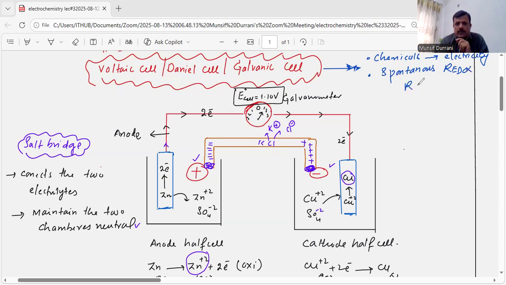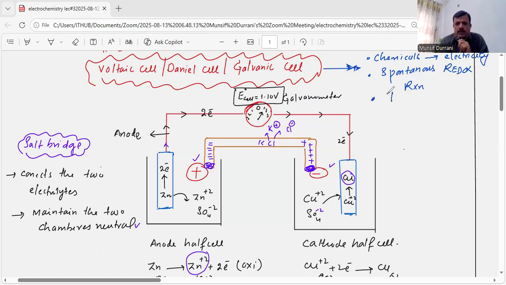A spontaneous redox reaction is that reaction in which one electrode, that is the anode, will lose electrons, and the other electrode, which is the cathode, will accept electrons spontaneously. There will be no involvement of an external battery in this redox reaction. So such types of reactions are spontaneous redox reactions.